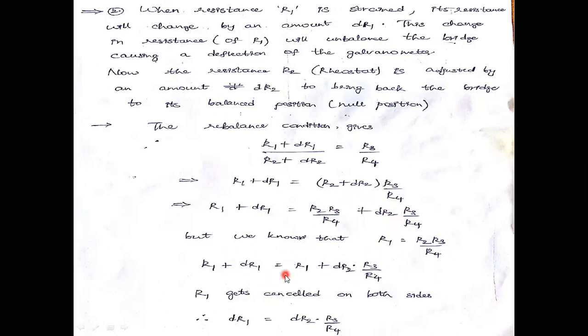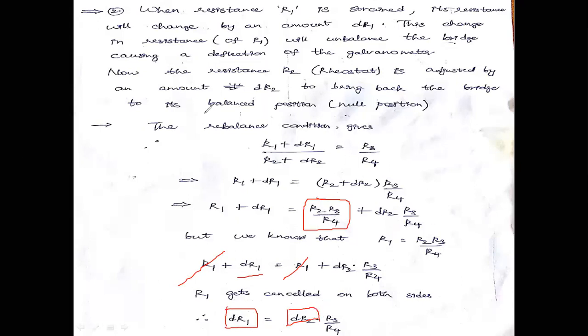So R1 plus DR1 is equal to R1 plus DR2 into R3 by R4. I am going to replace that term with R1. R1 cancels on both sides. Therefore, the change in resistance R1 will give the change in resistance R2. DR1 is equal to DR2 into R3 by R4. This change in resistance R1 will give the change in resistance R2.